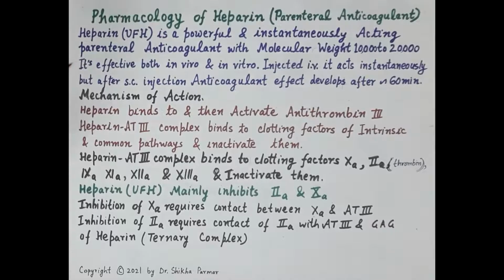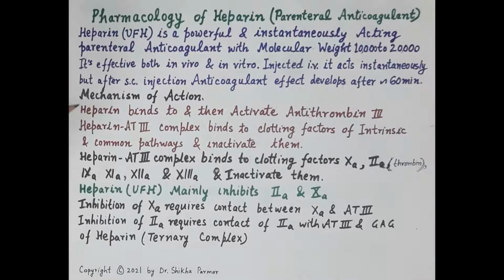Now it's effective both in vivo as well as in vitro. Injected IV, it acts instantaneously. But after subcutaneous injection, the anticoagulant effect develops after about 60 minutes. And commercially, heparin is produced from ox lung and pig intestinal mucosa.